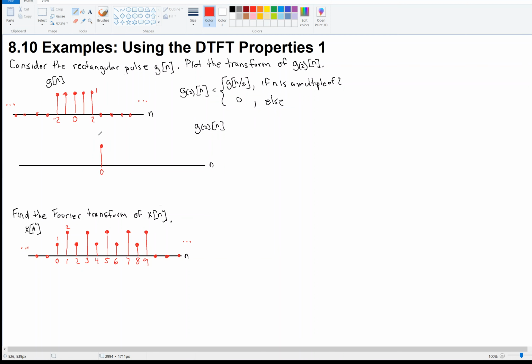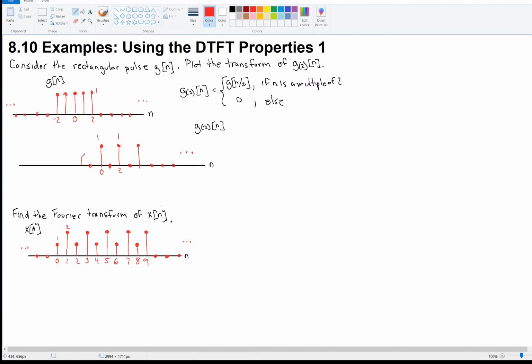And then 1 is not a multiple of 2, so we're going to put a 0 there. And 2 is a multiple of 2, so we've got g of 2 over 2, g of 1. G of 1 is 1. And then 3 is not a multiple of 2, so we've got 0. And then at 4, g of 4 divided by 2 is g of 2, which is 1. So you get the idea. And then these are all going to be zeros from here on out. So you see we've expanded that pulse by putting zeros, 1 zero, in between each point.